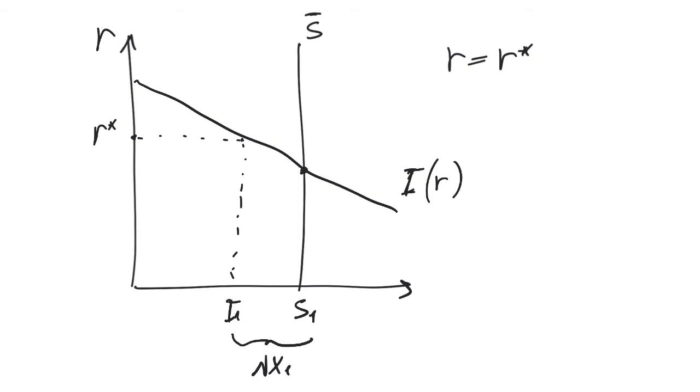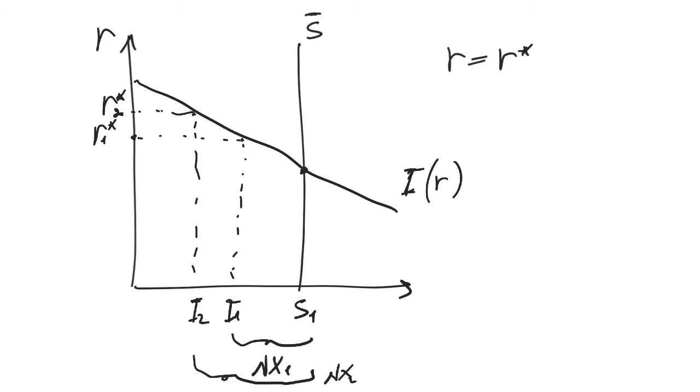And then if we have a change in the world interest rate, so this is going to be 1, this is going to be 2. We will have an even lower level of investment, I2, and then we will have a bigger net export 2. And so the world interest rate is going to affect the difference between saving and investment. And as a result of that, it will affect the net exports.